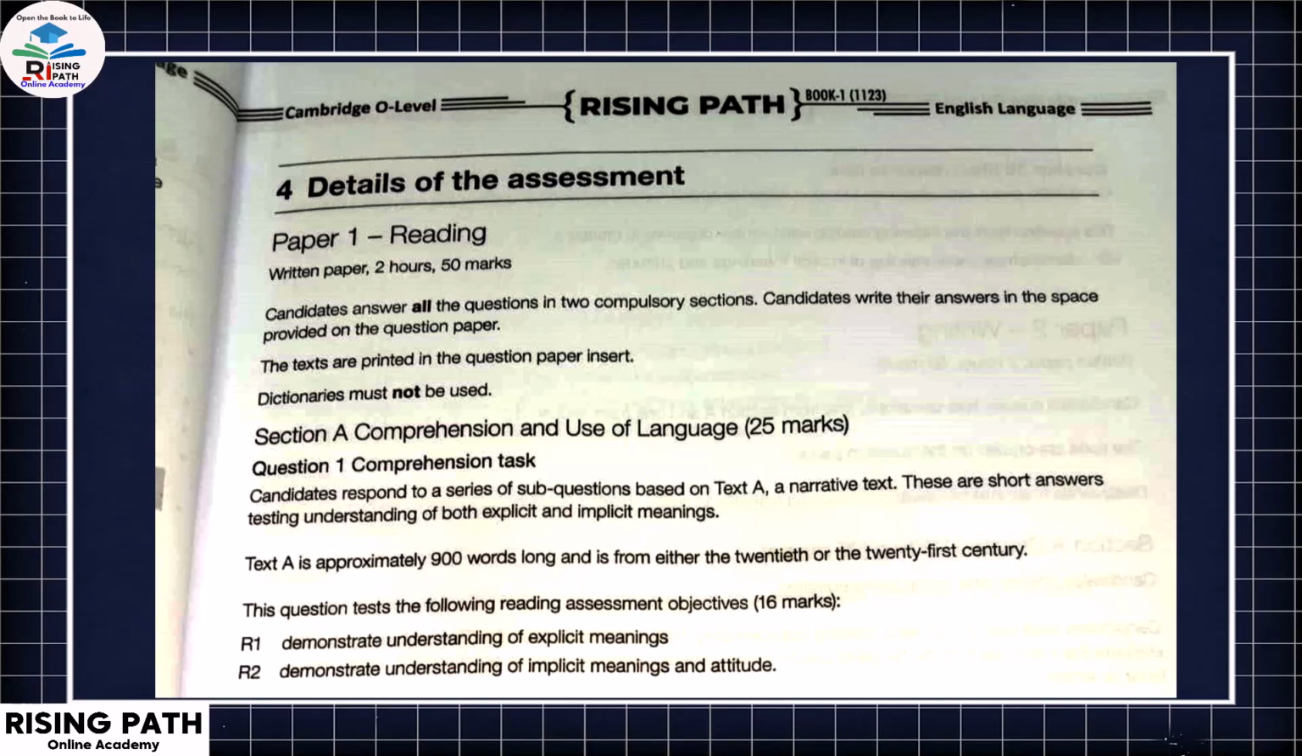Question number 1 is almost the same, that is the comprehension task. Candidates respond to a series of sub questions based on text A, a narrative text. These are short answers testing understanding of both explicit and implicit meanings, that is the hidden meaning and the obvious. The kinds of questions would be the same, using the 5 W's: what, when, where, how, and then explain in your own words, give reasons, or give one word. That is quite similar to our previous paper pattern. You can see what is being given about text A, so you can go through it.